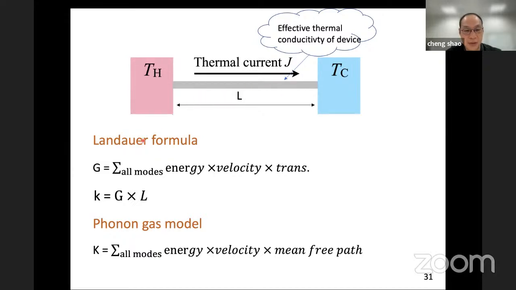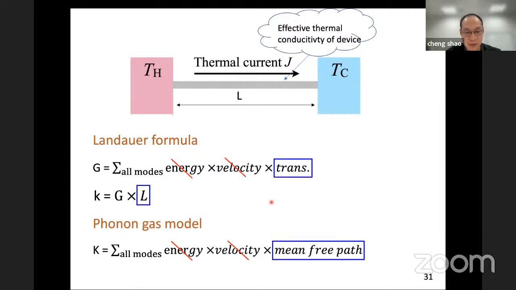We can first write the total energy across the system from the Landauer formula, which is basically the summation of the different phonon modes, and the contribution of each mode is the energy times the velocity times the transmission across the device regions. Based on the phonon gas model, we can also write the effective thermal conductivity as the summation of different modes, and the contribution of each mode is the energy times the velocity times the mean free path. If we compare these two formulas, we can see that the energy and the velocity appear in both equations.